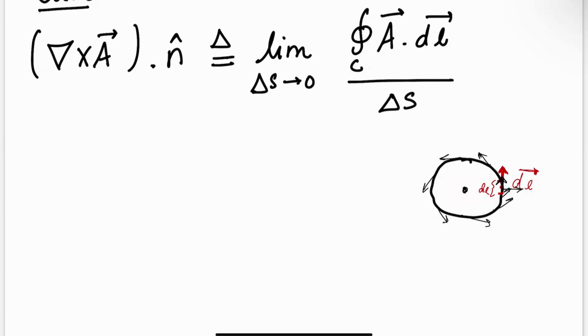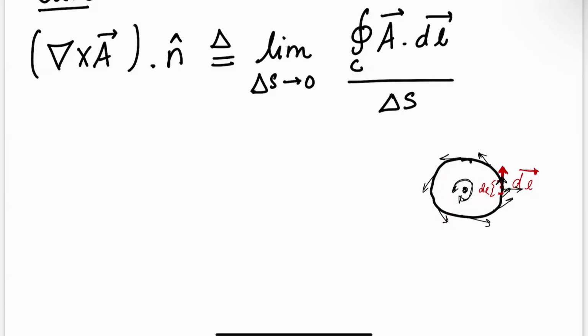The reason it's a vector is that you can have circulation in two different directions. Right? You can have a circulation this way, which gives you a direction, let's say coming out of the page, or you can have circulation in the other direction. Right? Now this is for a 2D patch.